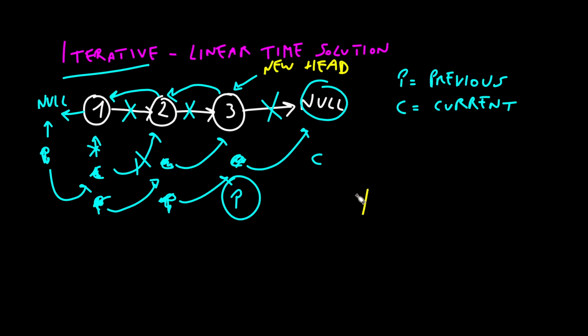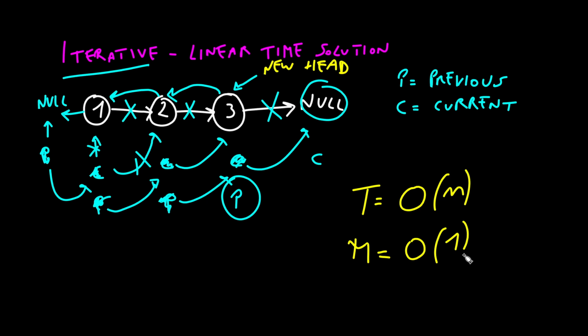So the time complexity for this solution is big O of n. So we have to just iterate through each node of the linked list once. And the memory complexity is big O of 1. So it's constant memory. We are just going to be using 2 pointers, so no extra memory is needed.